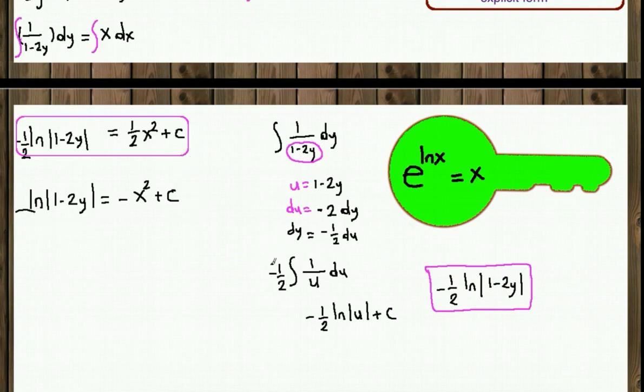Now we need to get rid of ln. So we're going to raise both sides to the power of e. Here our key is e to the ln x equals x. So e to the ln of (1 minus 2y) will be equal to 1 minus 2y, equals e to the negative x squared plus c.